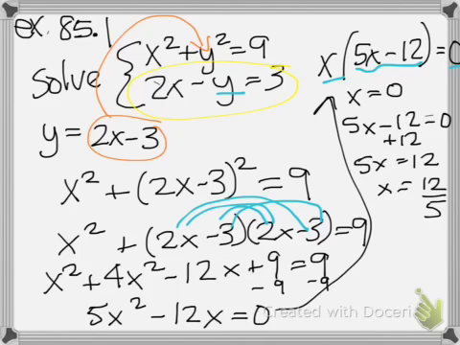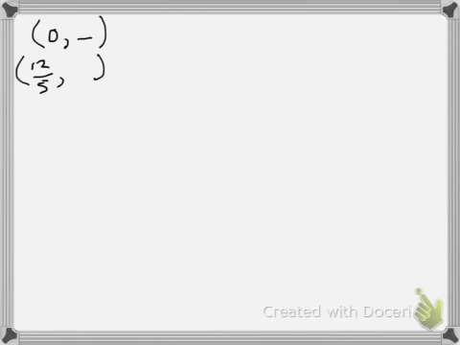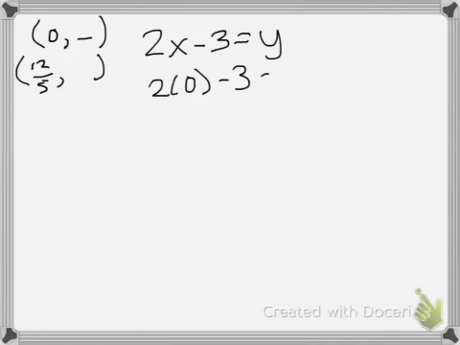So it feels like we're done. We're not quite done yet, because so far we only have the x's. We have 0 something and 12/5 something. So now we need to find the y's. In order to find the y's, we're going to take that original equation, 2x minus 3 equals y, and then we'll plug the x in.